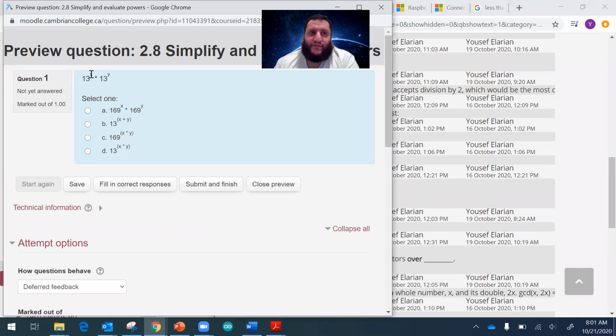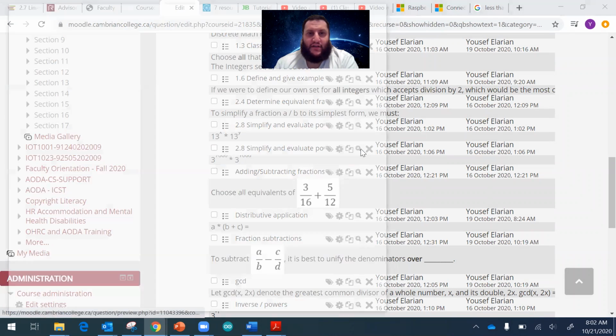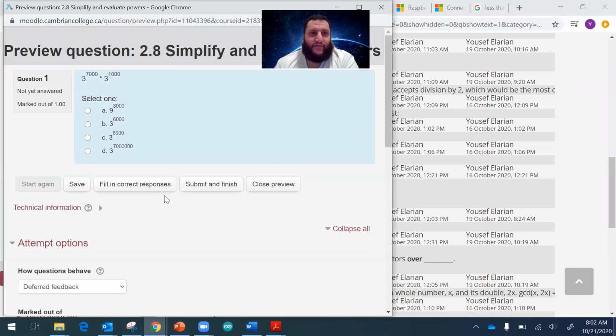Any base to the power x multiplied by the same base to another power y is equivalent to the same base raised to the power of the addition or summation of x and y. So this is the correct answer. We've given these rules many times right now. And here is just another example of it. So the answer will be 3 to the 8,000.